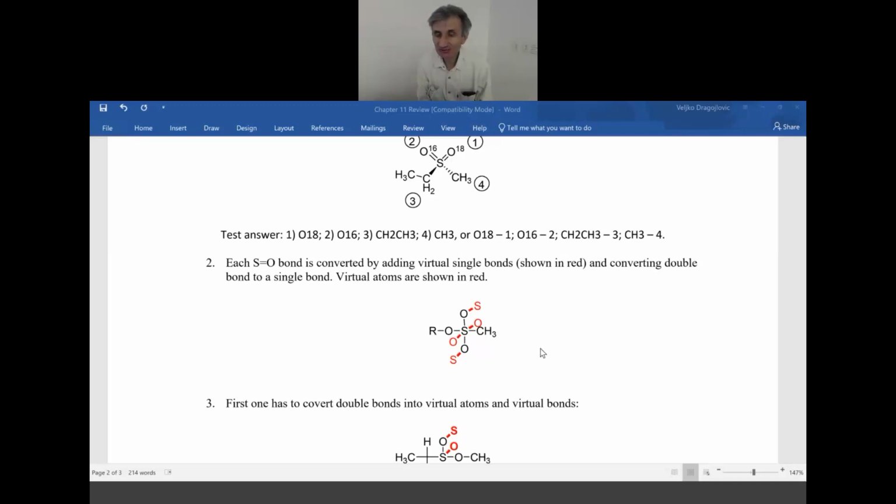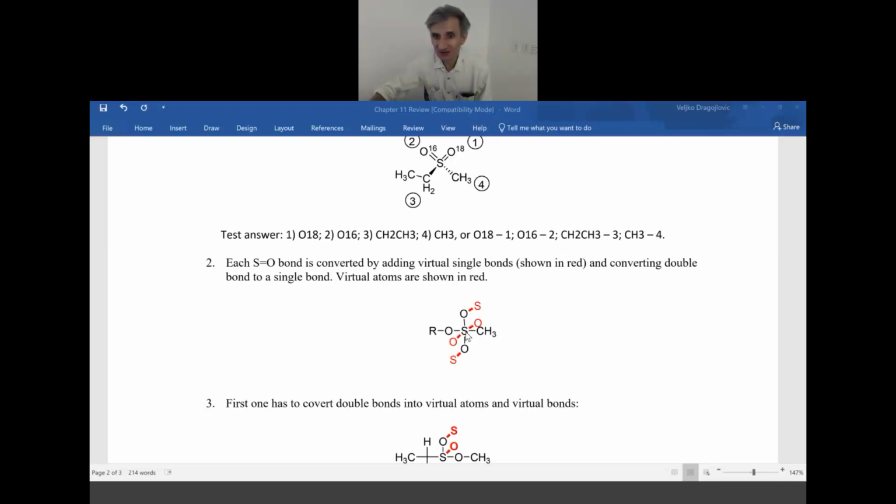And the atom is going to be what is at the other end of that double bond. So when we look at the sulfur-oxygen double bond, from the point of view of sulfur, at the other end there was oxygen. So at the virtual bond attached to sulfur, at the other end we are going to add another oxygen. For oxygen, at the other end of the double bond was sulfur. So at the end of each virtual bond is going to be sulfur.